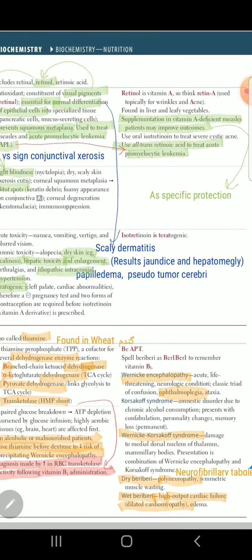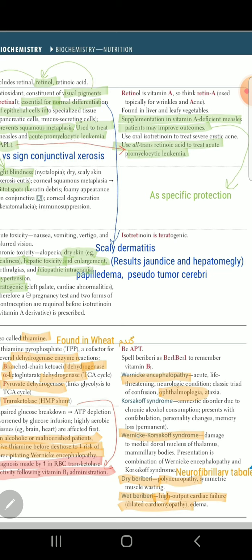Then Wernicke encephalopathy: other than ophthalmoplegia, which is very important, it is a triad of ophthalmoplegia, confusion, and ataxia. Korsakoff syndrome is an amnestic disorder. The patient forgets a lot, with chronic alcohol consumption and confabulation. He confabulates, telling lies by himself, trying to cover up things. Alcoholics do so. If both symptoms are together, ophthalmoplegia and this triad, as well as confabulation and memory issues, that is Wernicke-Korsakoff syndrome.